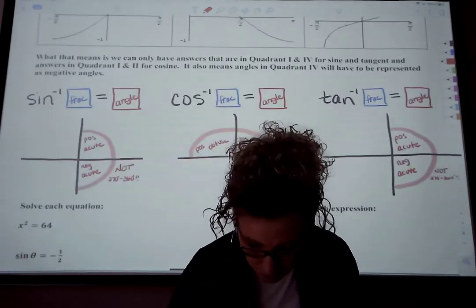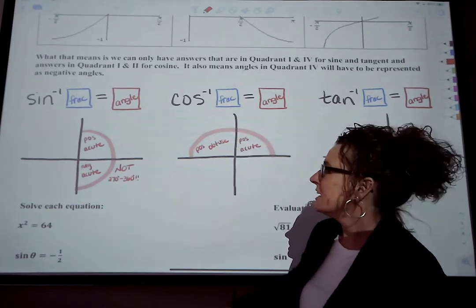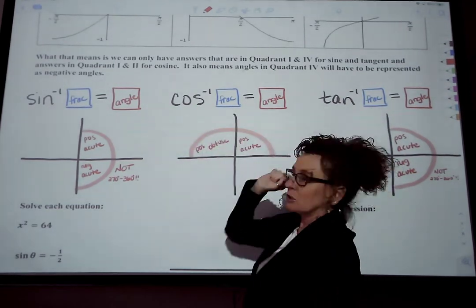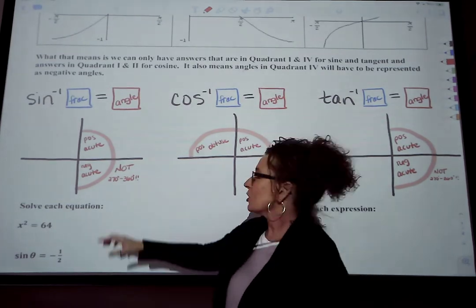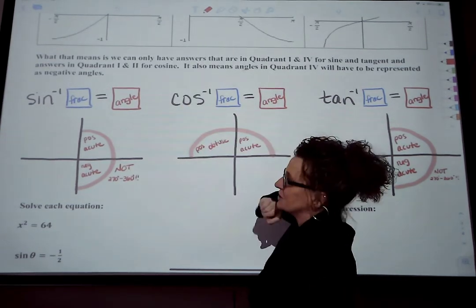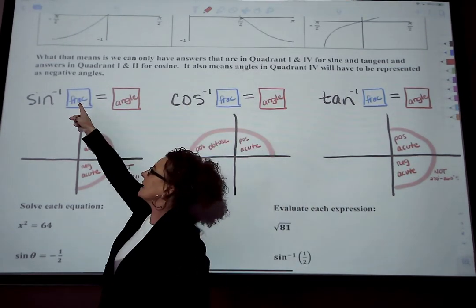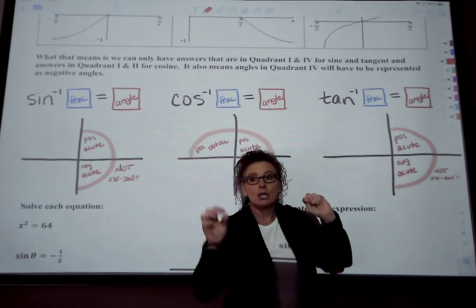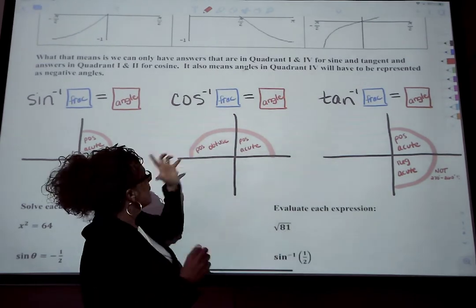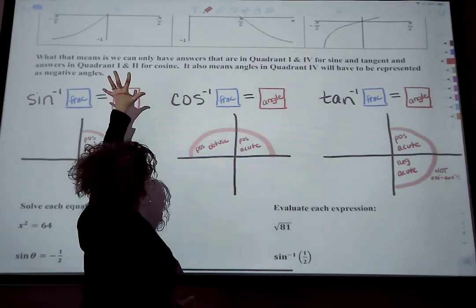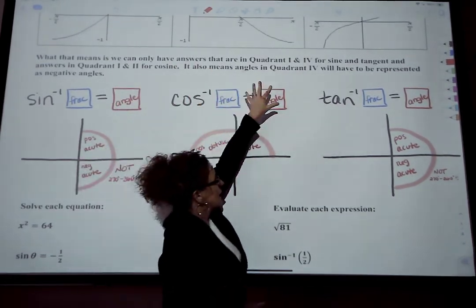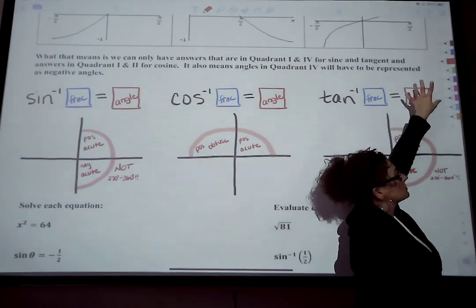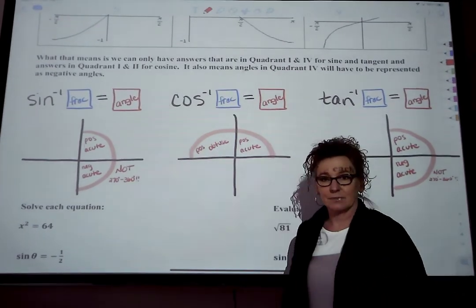Alrighty, so these three problems are the type of problems you're going to be doing today. You're going to be doing sine inverse, cosine inverse, and tangent inverse. You will see a fraction following each abbreviation. Your answer to every single problem will be an angle. Okay?